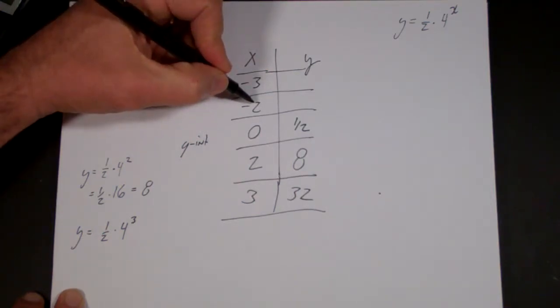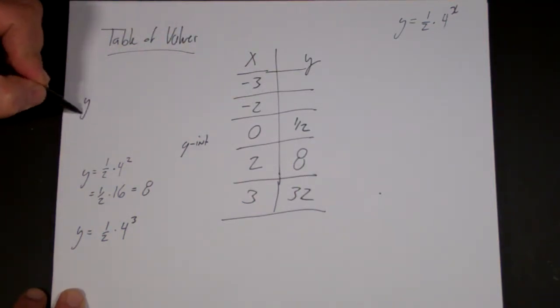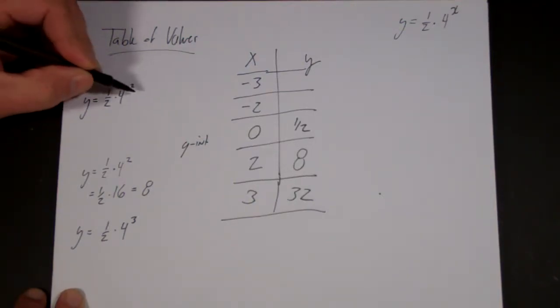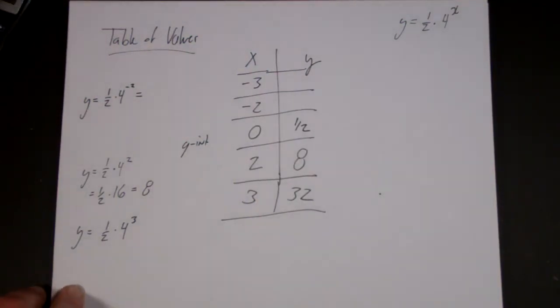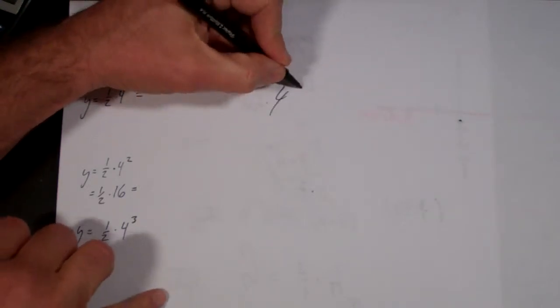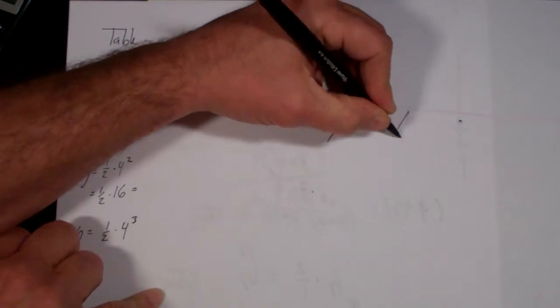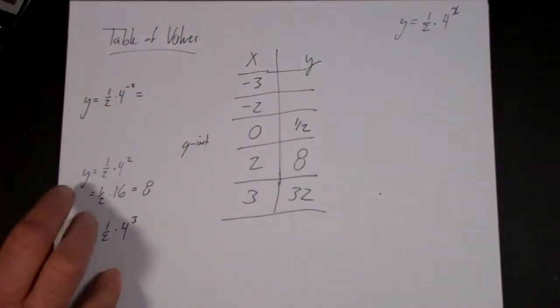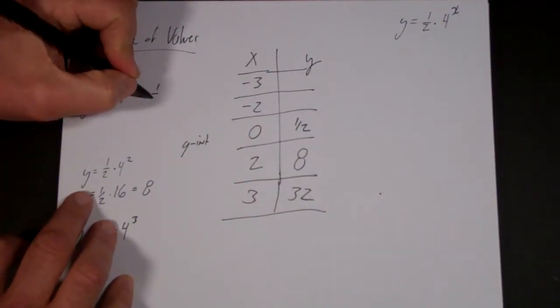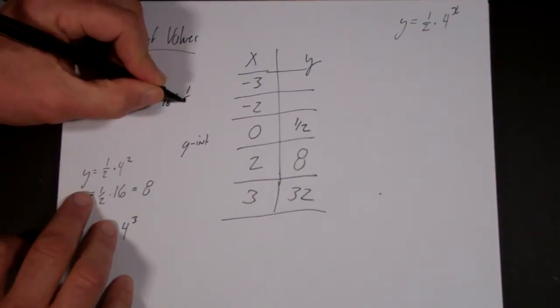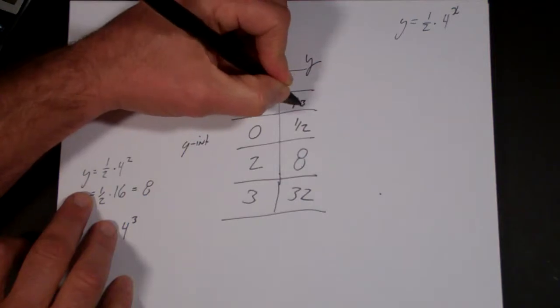Then you get -2. Now remember what negatives mean. That's 1/2 times 4 to the -2. So let's think about that. 4 to the -2 means 1 over 4 squared, or 1/16. So that's going to be 1/2 times 1/16, or 1/32. So it's essentially 0.